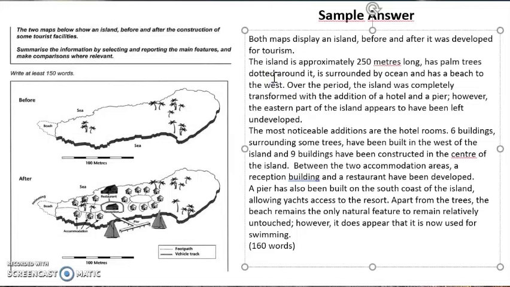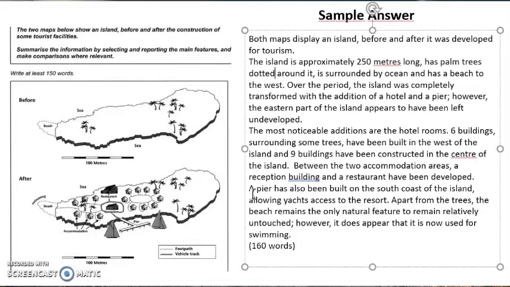Here you'll have to write two overview sentences or general changes. The island is approximately 250 meters long, has palm trees dotted around it, is surrounded by ocean, and has a beach to the west. Over the period, the island was completely transformed with the addition of a hotel and a pier. However, the eastern part of the island appears to have been left undeveloped. So that is our overview paragraph, and the rest is body paragraph 1 and body paragraph 2.